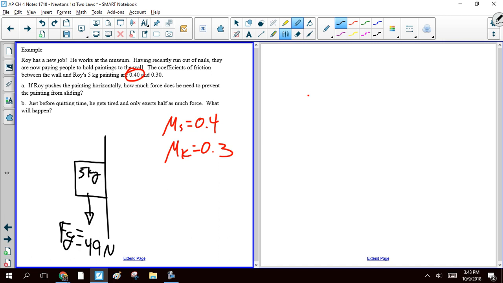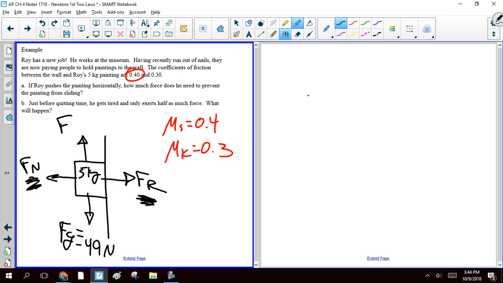Roy is going to push the painting horizontally with enough force to prevent it from moving. But in order to prevent the painting from moving, we need some sort of upwards force, right? But what is that upwards force? Well, because Roy is pushing the box to the right, he's creating pressure between the picture and the wall. Roy's pushing this way, so why doesn't the box move that way? Oh, there's a normal force, right? These two forces need to be big enough to cancel each other out. Specifically, the normal force is big enough to cancel out Roy's force.